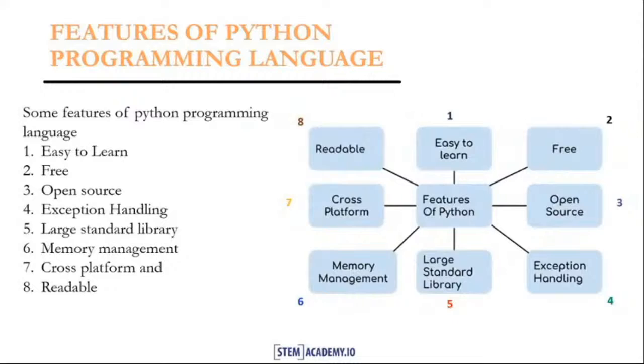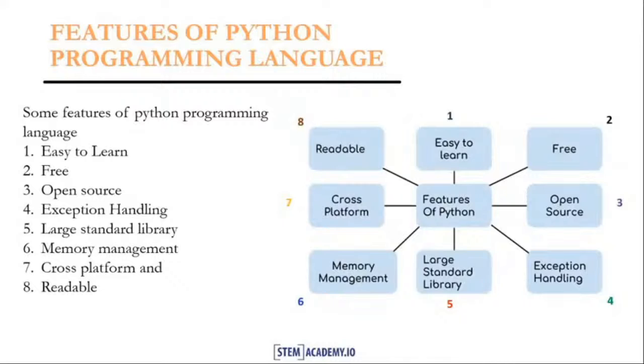5. Python has a large standard library. Python comes with a large standard library that has some handy codes and functions which can be used when writing codes in Python. 6. Python has an automatic memory management. Python supports automatic memory management, which means the memory is cleared and freed automatically. You do not have to bother about clearing the memory.